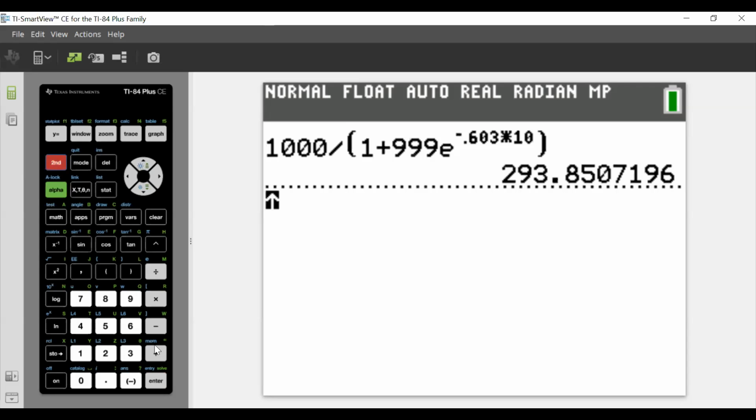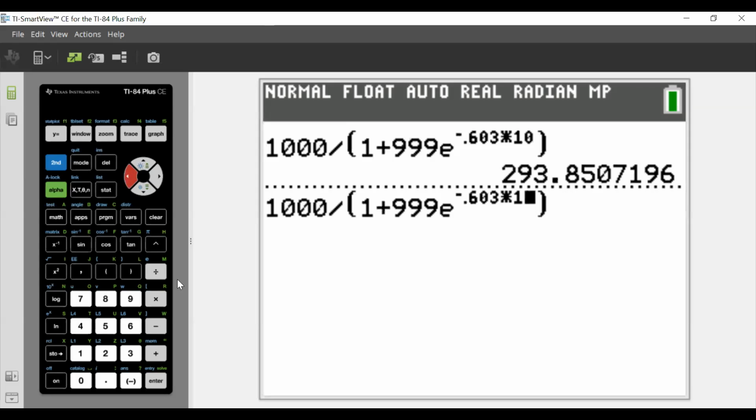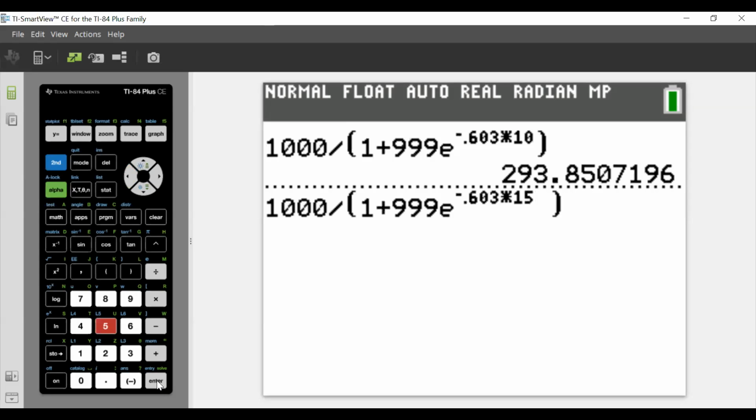Now, the nice thing about our calculators is we can hit second enter, and the only thing we're changing is that 10, and we're going to 15.